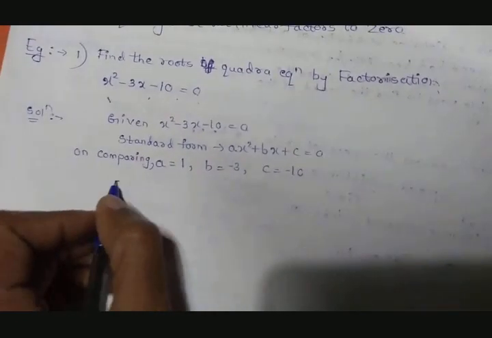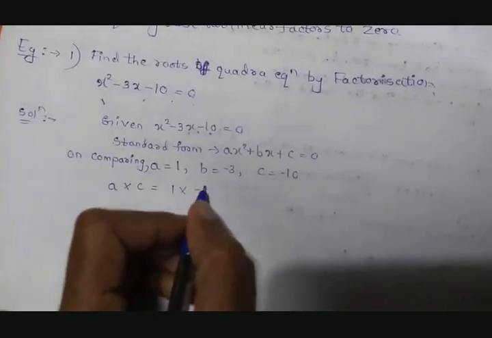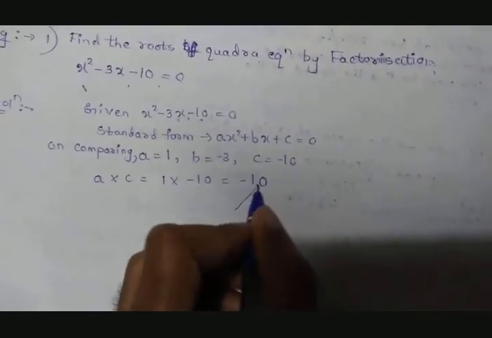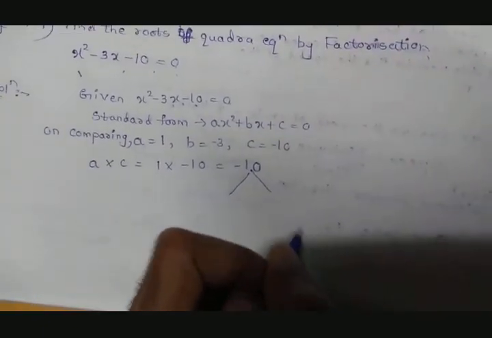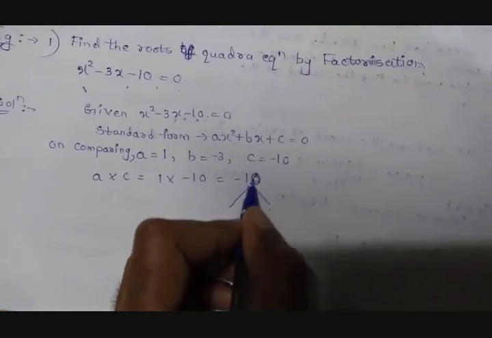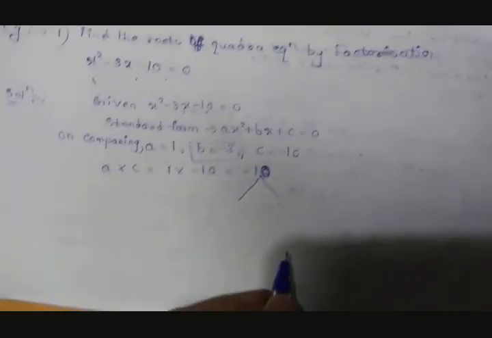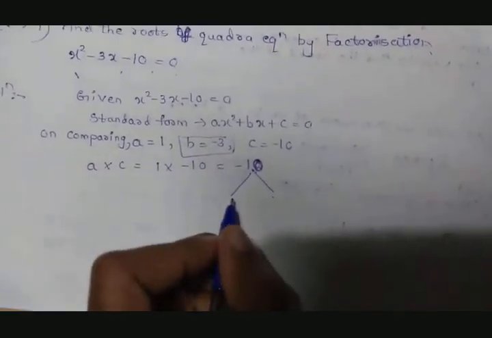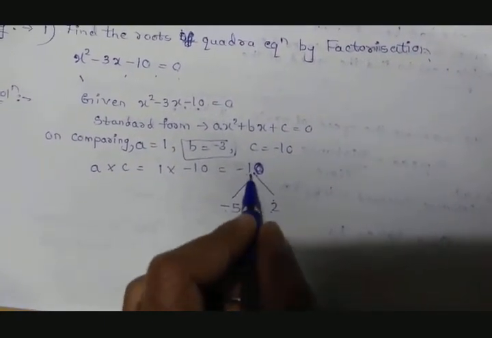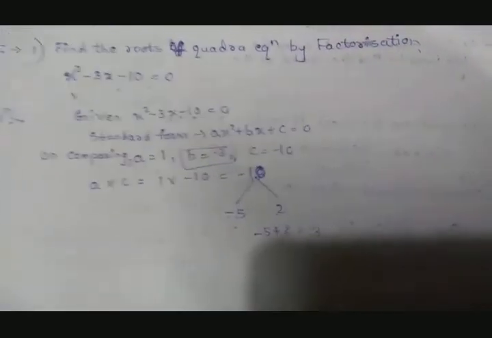The next step is a into c. You have to multiply the a and c values. So 1 into -10 is nothing but -10. Now we have to find two numbers such that if you multiply them you get -10, and if you add them you get the value of b, which is -3. Which are those two numbers? -5 and 2. Just multiply: -5 into 2 is -10, and -5 plus 2 is -3.